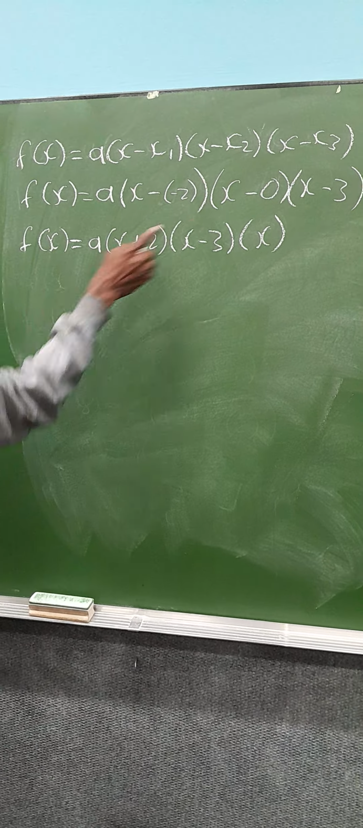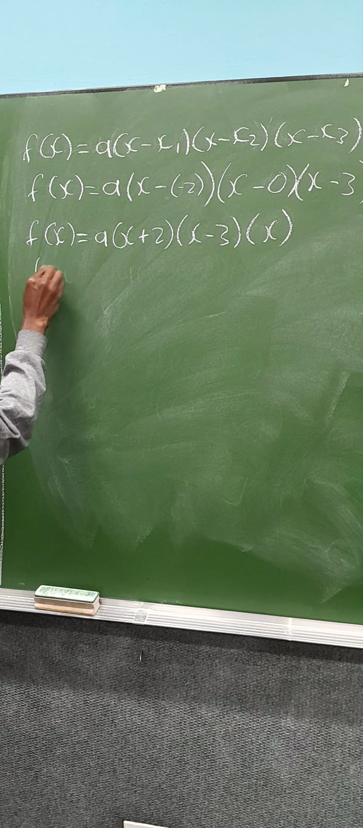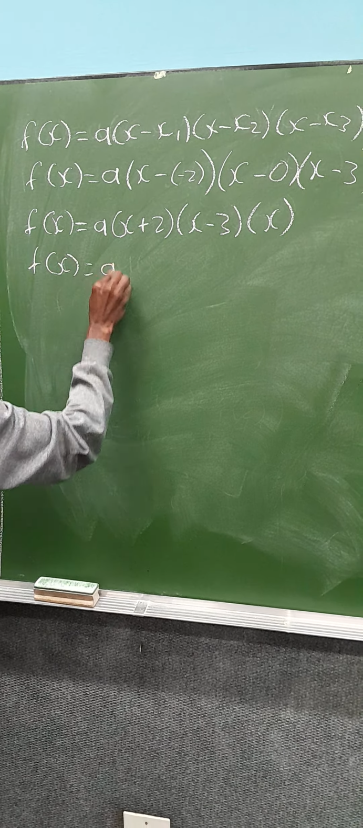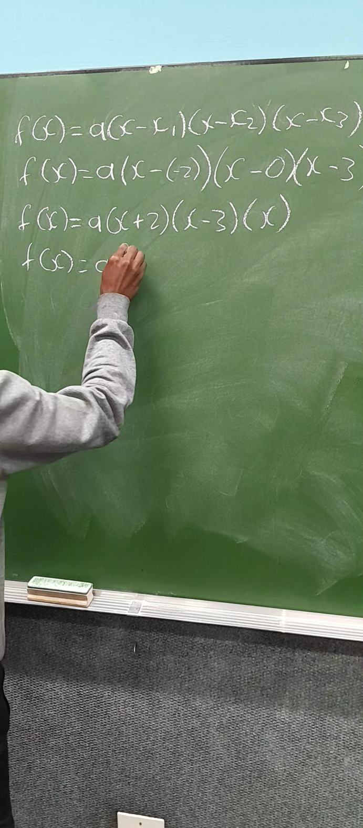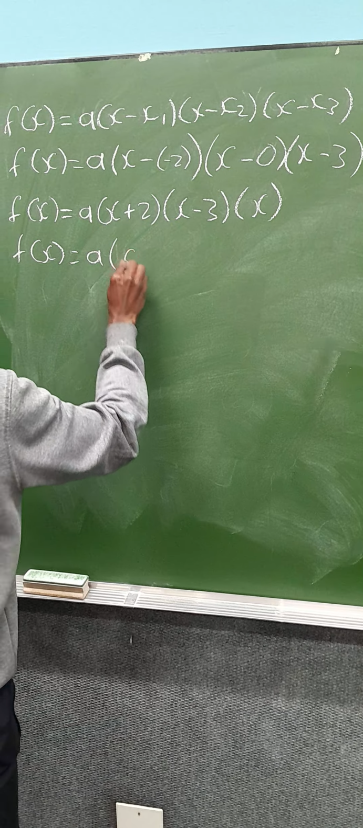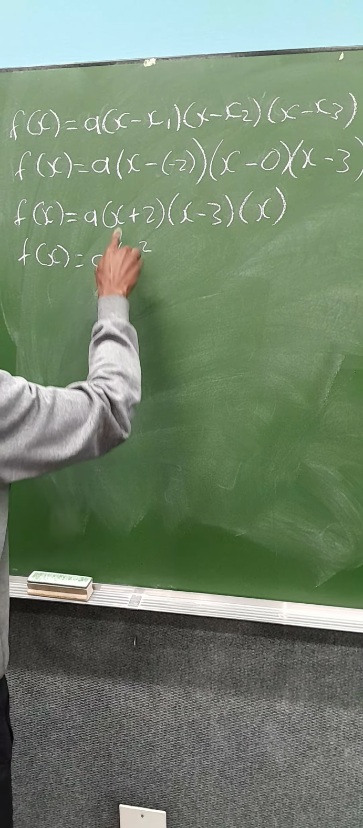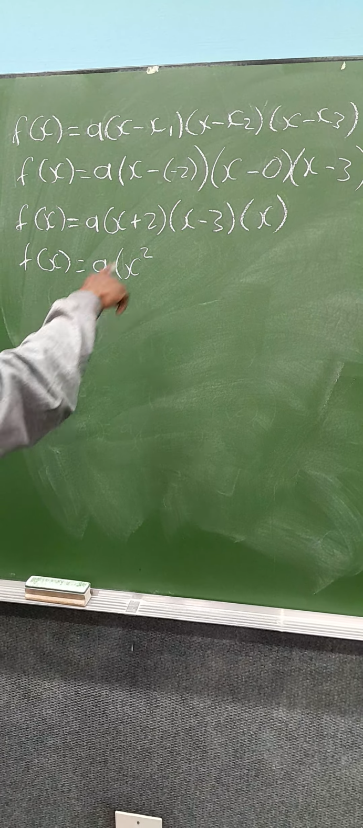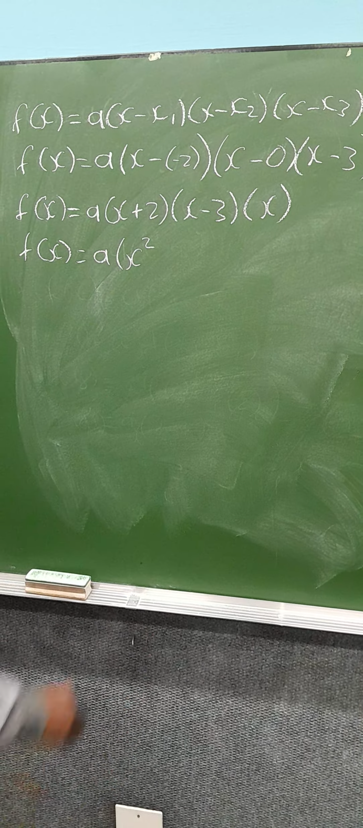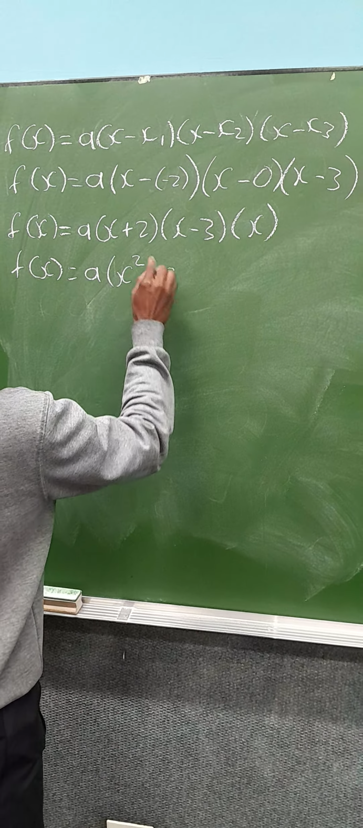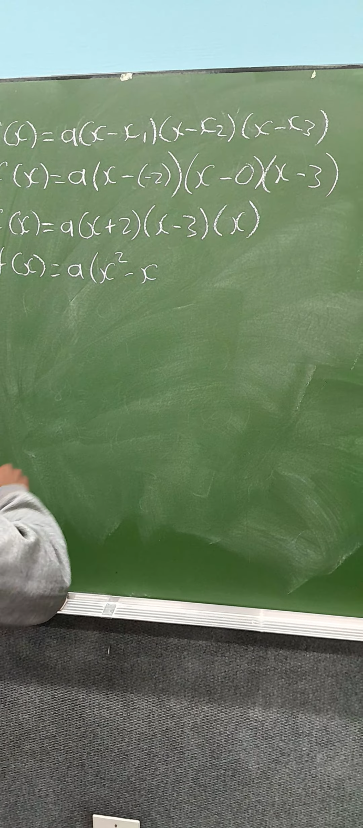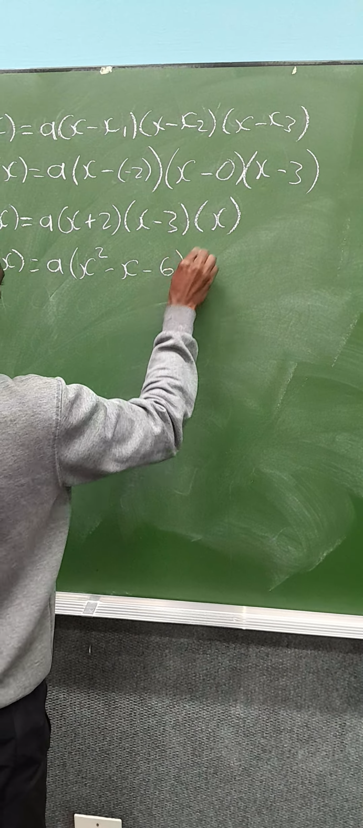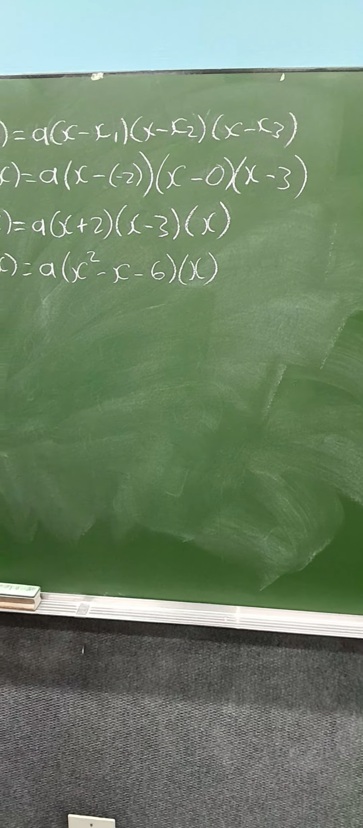So from here, because it's x minus 0 by the way, I'm going to have f of x, simplifying it further, a multiplied by what? x multiplied by x, that's going to be x squared. And then x multiplied by -3 is going to be -3x plus 2x, that's going to give us -x. And then 2 multiplied by -3, that's going to give us -6. And don't forget to multiply by that x.